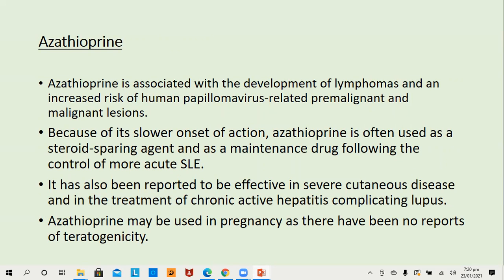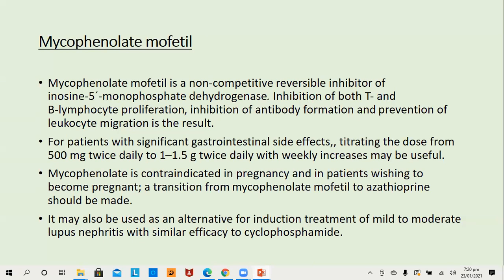It has been reported to be effective in severe cutaneous disease and in treatment of chronic active hepatitis complicating lupus. Azathioprine can be used in pregnancy, and there are no reports of teratogenicity, so azathioprine is among the safest immunosuppressive drugs in patients who are pregnant as well as breastfeeding.